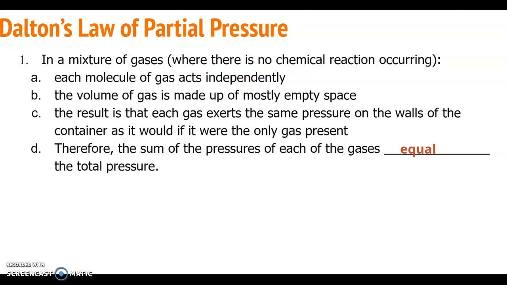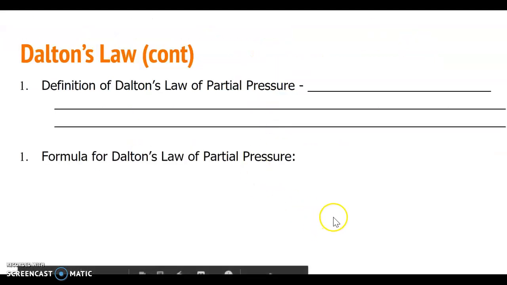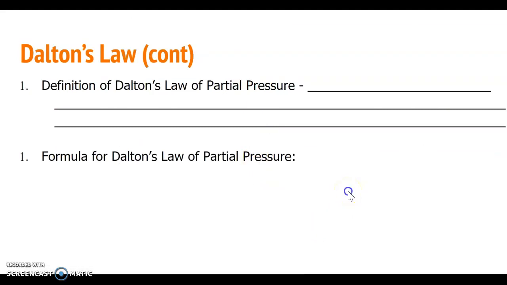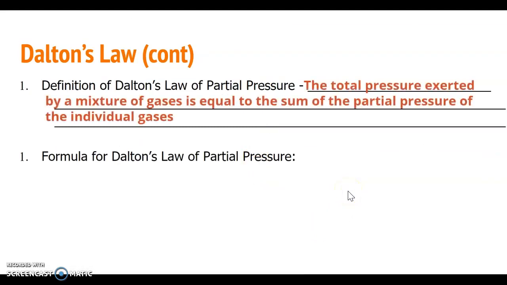So some things to be aware of. Whenever we think Dalton's law of partial pressure, in a mixture of gases, when there's no chemical reaction occurring, each molecule of gas is going to act independently of each other. The volume of the gas is made up of mostly empty space. The result is that each gas exerts the same pressure on the walls of the container as it would if it were the only gas present. Therefore, the sum of the pressure of each of the gases equals the total pressure. So when we think of that as far as a definition, this would be the definition that we want to process. This is going to turn into a mathematical equation for us.